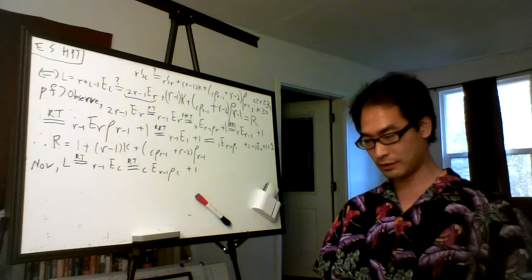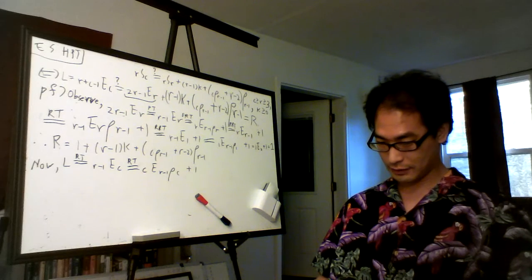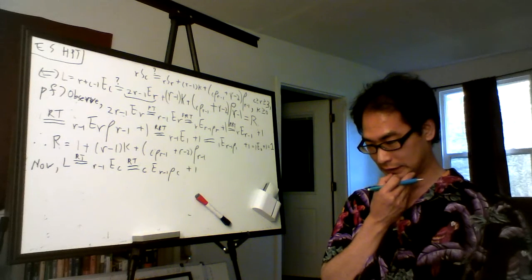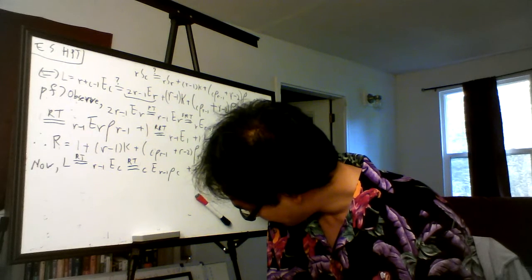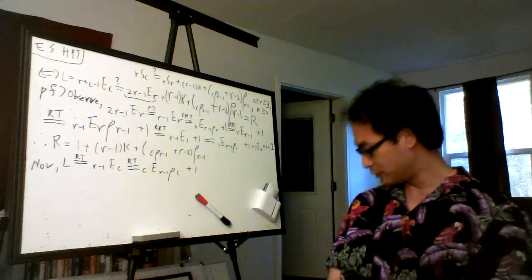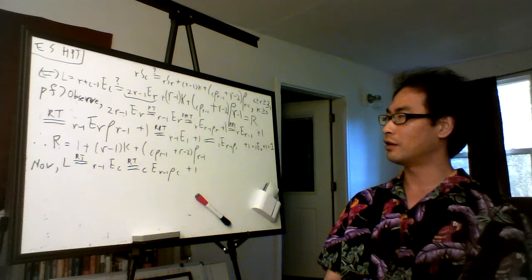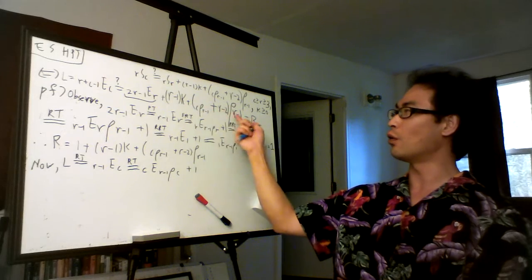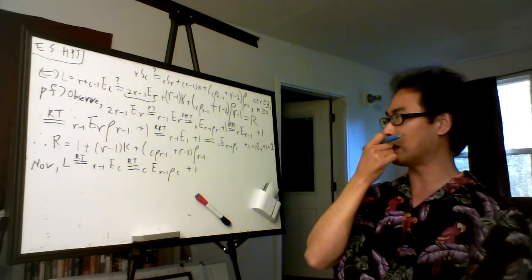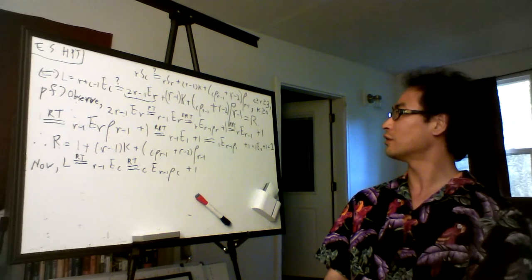Or we may have to use mathematical induction because this is going nowhere. We cannot get rid of K this way because K is standalone. It's not part of rho or E. So we cannot get rid of K easily. We may have to resort to mathematical induction.